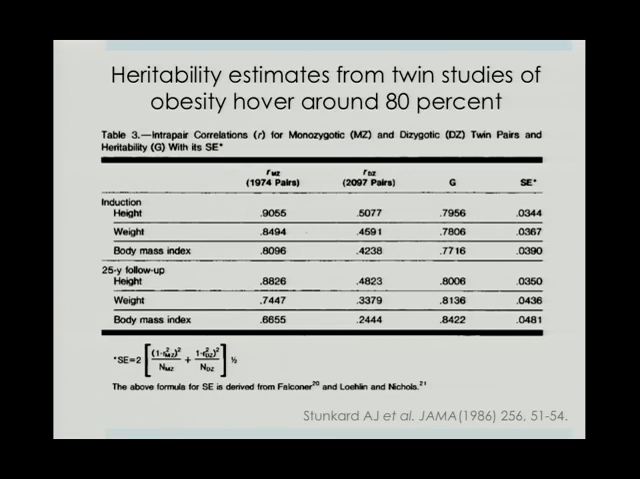And then G is a calculation of heritability based, like I said, on the assumption that dizygotic twins share half their DNA and monozygotic twins share all of their DNA. I think it's interesting just to look at this, right? You see body mass index here at around 20 years old and 84% at 25 years later.